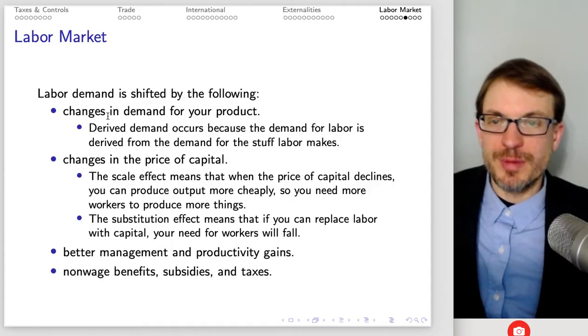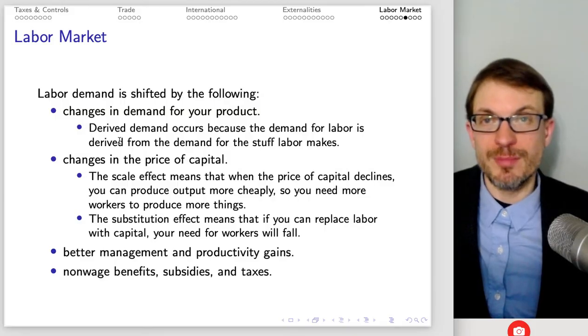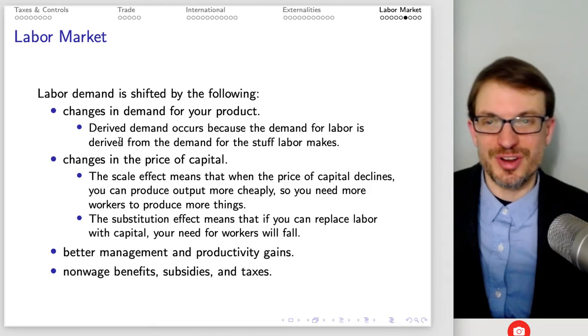Labor demand is shifted by the following. So, changes in demand for your product. It's a derived demand, right? Labor is a derived demand. Derived meaning the demand isn't for workers. It's for the things the workers are going to make.